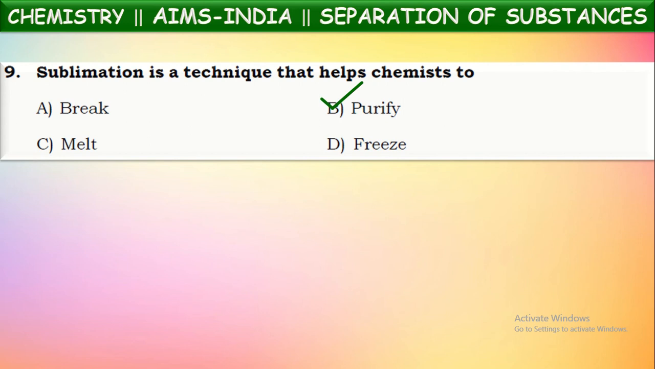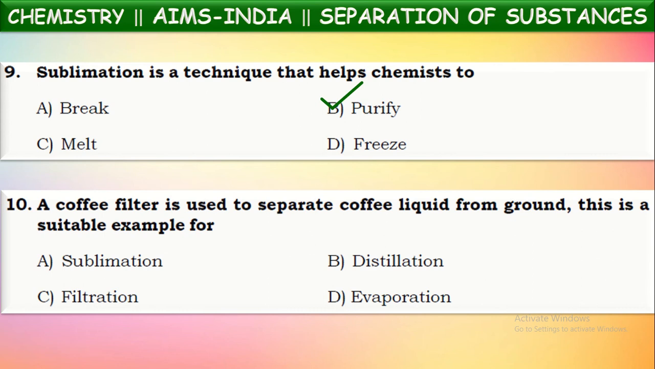Next, a coffee filter is used to separate coffee liquid from ground. This is a suitable example for. Okay, what is this? A coffee filter is used to separate coffee liquid from ground. That means coffee powder. This is a suitable example.